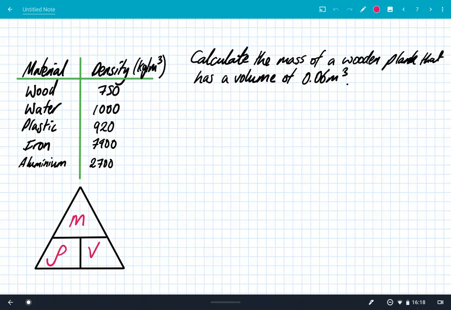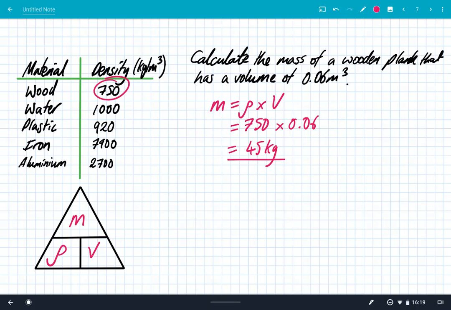Let's do a few more calculations. This question says, calculate the mass of a wooden plank that has a volume of 0.06 meter cubed. So mass is equal to density times volume. We're going to use the density of wood, which is 750 kilograms per meter cubed, and we're going to multiply by the volume, 0.06, and that gives us a mass of 45 kilograms.